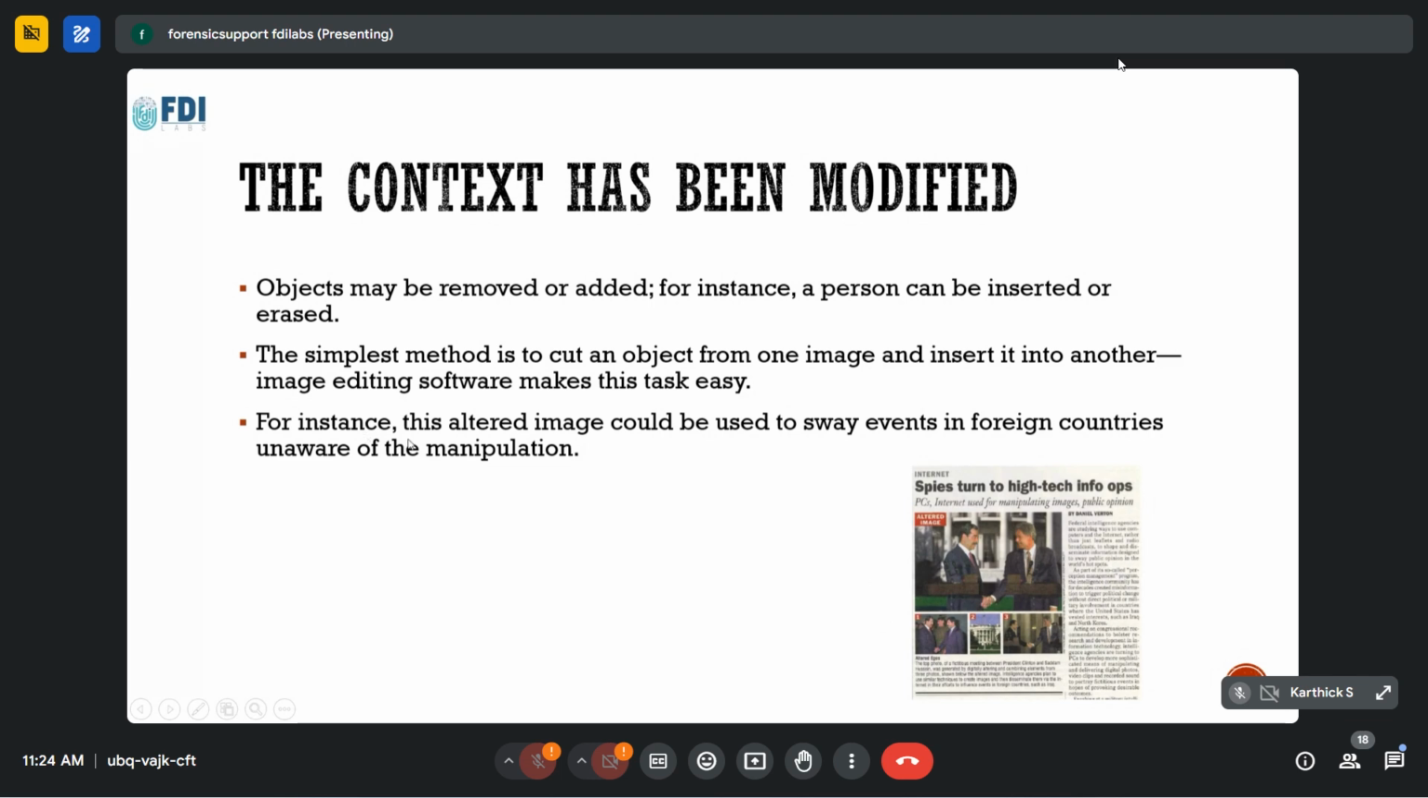Also, for instance, this altered image could be used to sway events in foreign countries unaware of the manipulation. So this is a picture of how the copy move method is taking place. I'll give you an explanation of what the copy move method is. We can read the second point: the simplest method is to cut an object from one image and insert it into another using image editing software. This particular thing is called copy move manipulation.